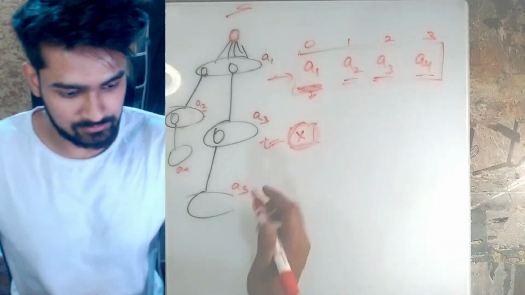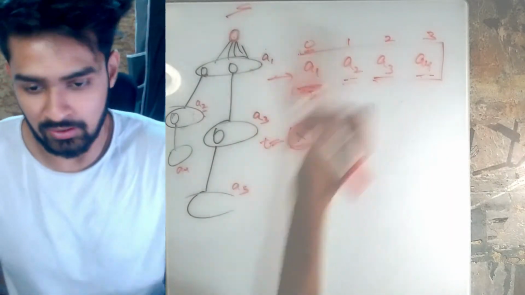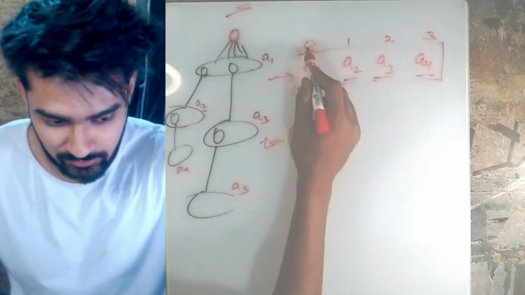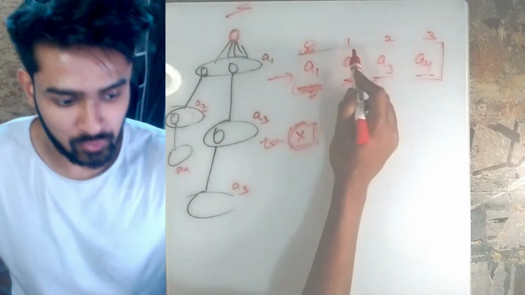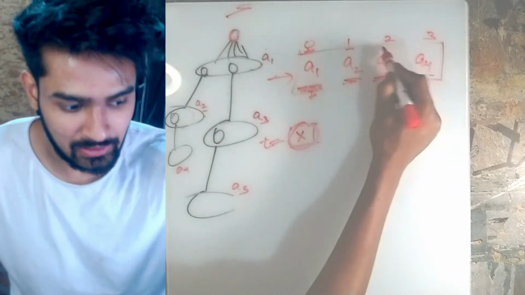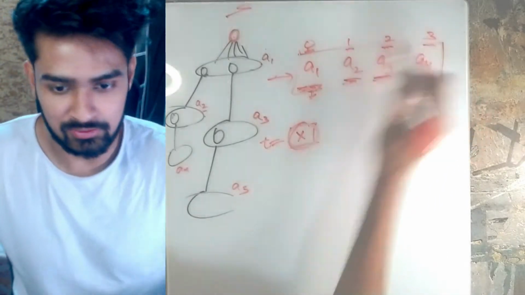So we know that A1 gets infected at t equals 0. A2 gets infected at t equals 1. A3 gets infected at t equals 2. And A4 gets infected at t equals 3.